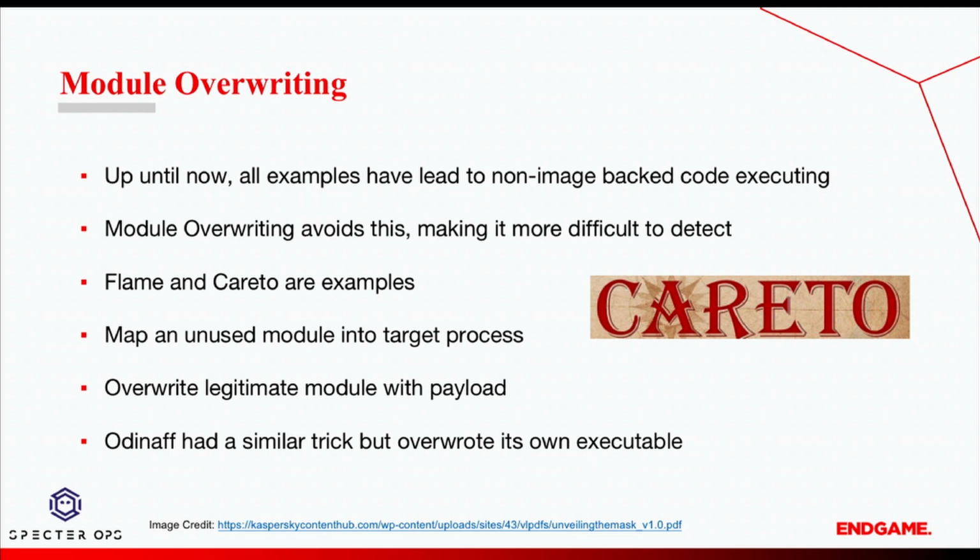Flame would load shell32 into its target process. The reason they chose shell32 is because it's huge. It's one of the biggest DLLs in System32, and the Flame implant itself was huge. So they didn't really have a whole lot of options.